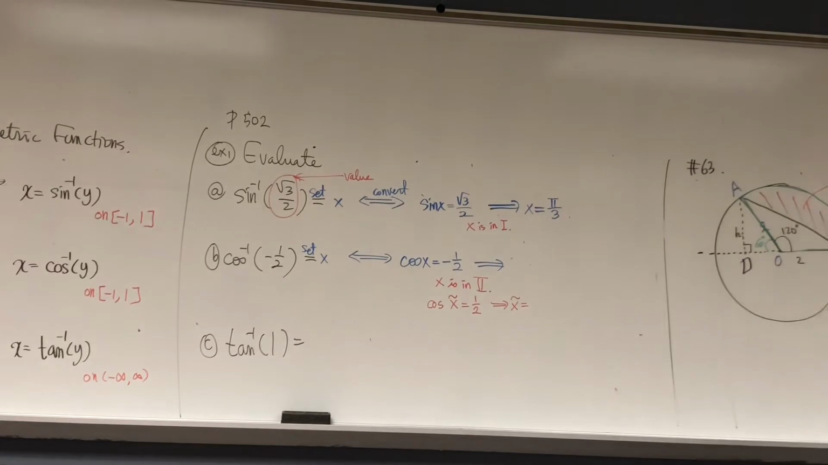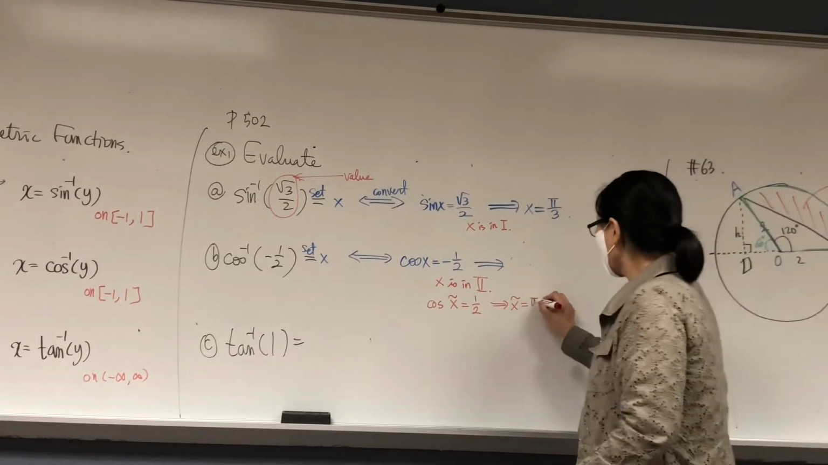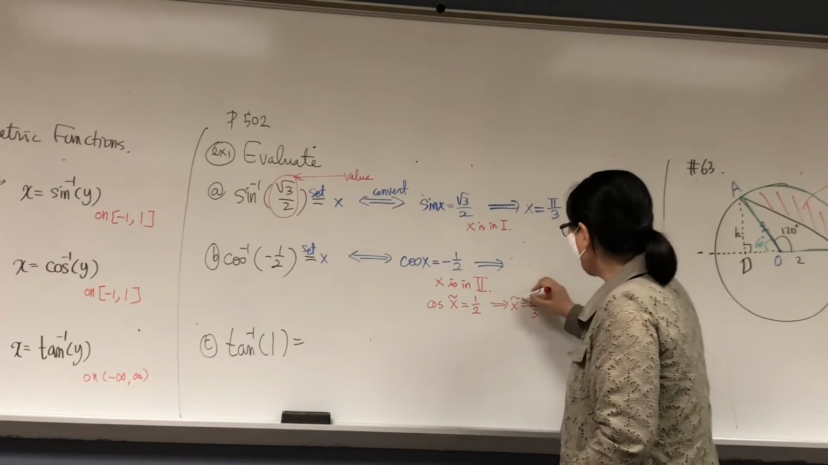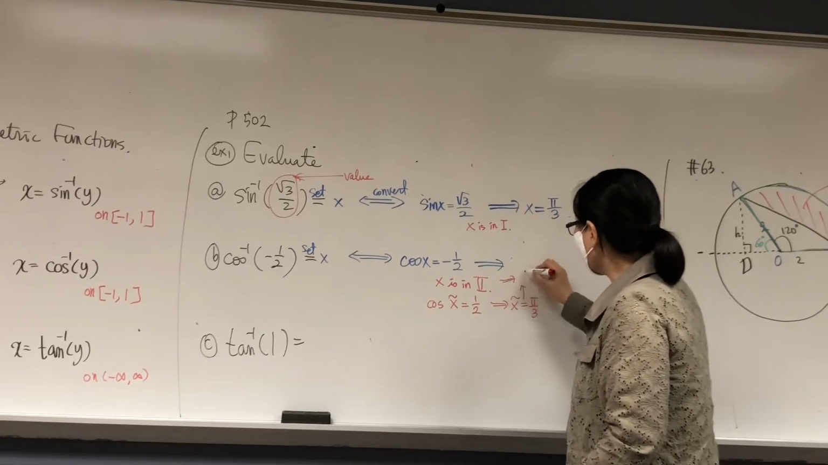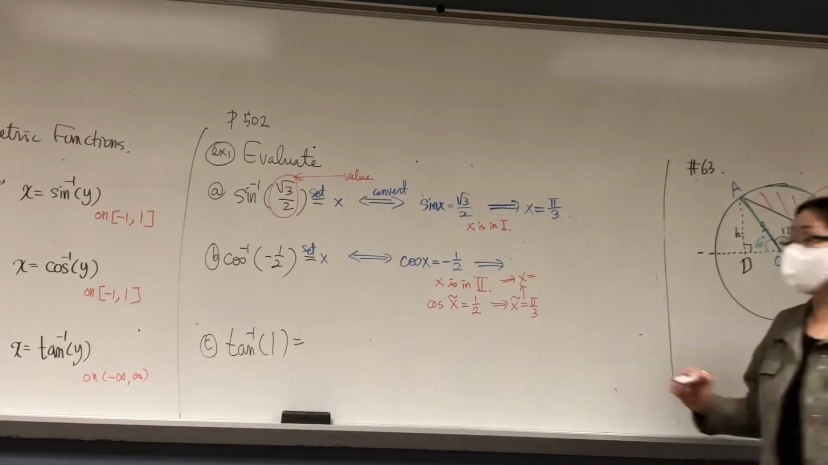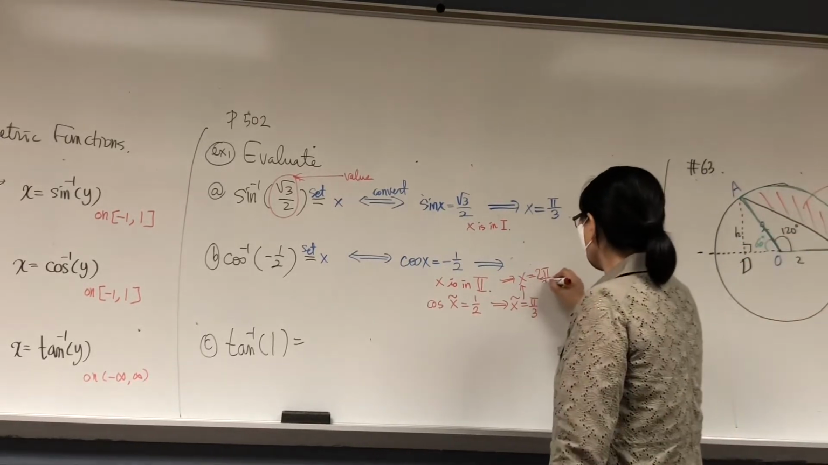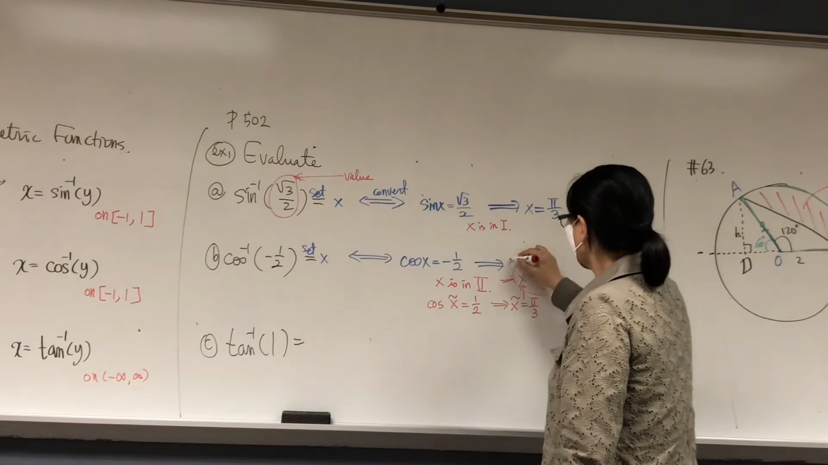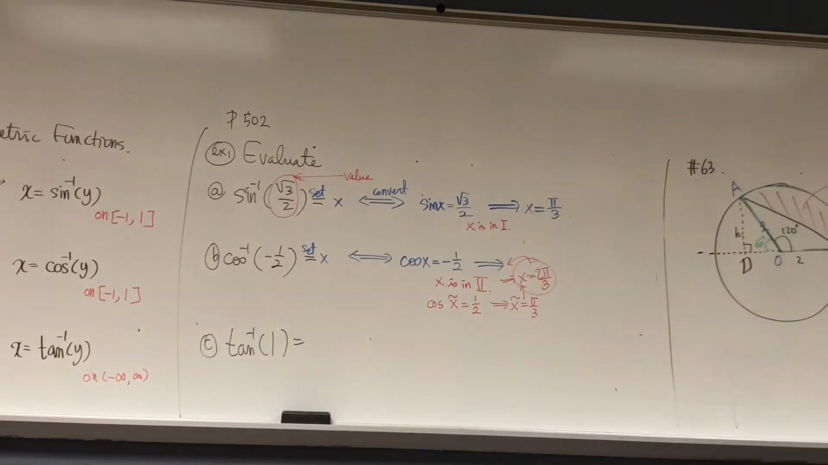Which one makes your ratio 1/2? 60 again. Yes, pi over 3. Because of this, what is x? 2 pi over 3. That's right. So that's your answer. You understand? Is it good?